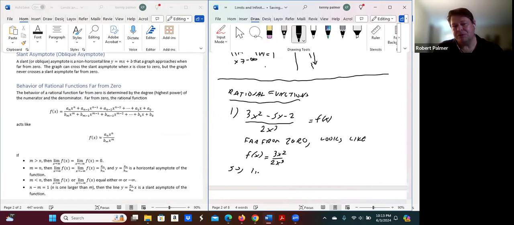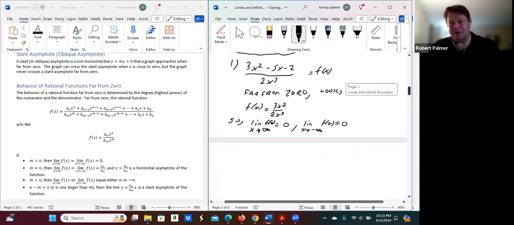Think about the limits, as we just saw. The limit as x goes to infinity of f of x is equal to 0. And also the limit as x goes to negative infinity of f of x is also equal to 0. So that's true anytime the degree, the highest power in the denominator, is larger than the highest power in the numerator. That happens every time. Okay? Now, let's change this around just a bit.